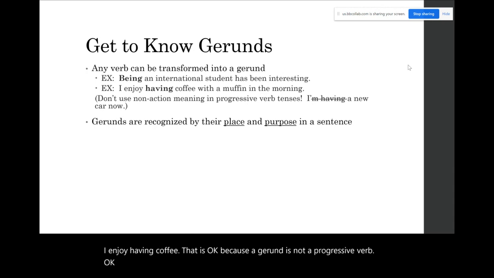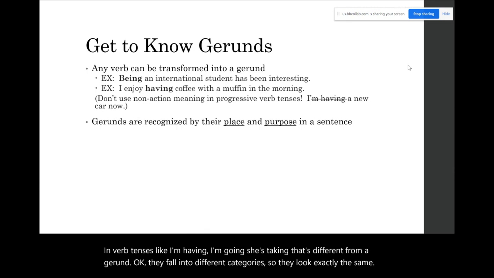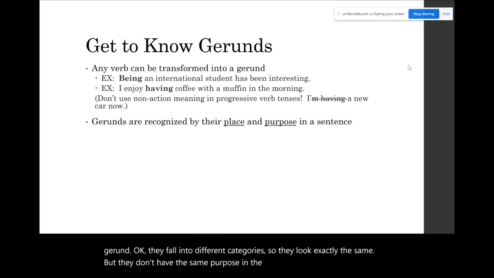Okay, is everybody thumbs up with that? Yes. Walter? Yes. Okay, so something to keep in mind. Once again, this is a difference between those present participles in verb tenses, like I'm having, I'm going, she's taking. That's different from a gerund. Okay, they fall into different categories. So they look exactly the same, but they don't have the same purpose in the sentence. So they're different types of words. So that's my first point.